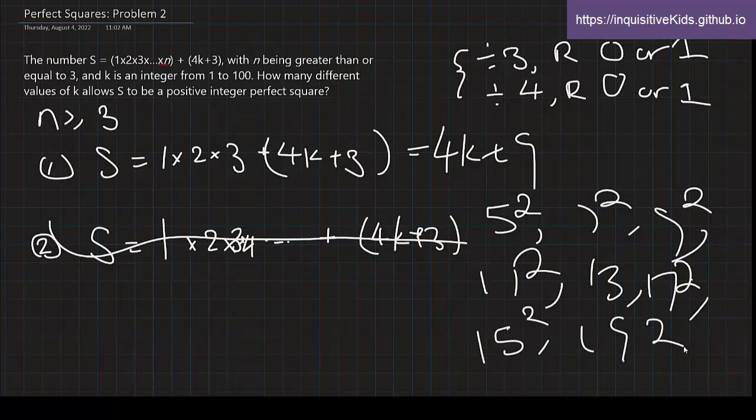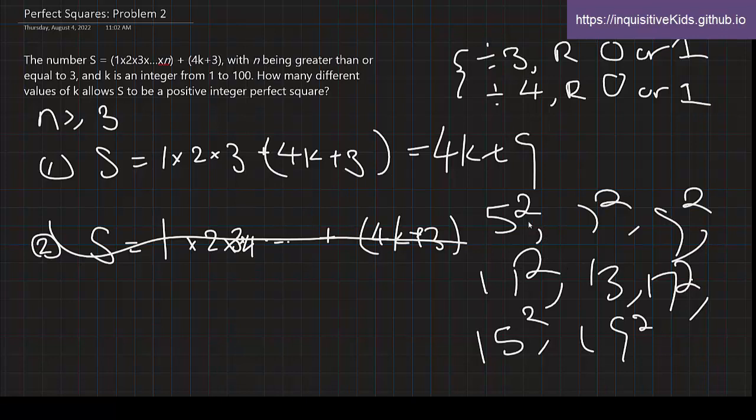Now, can we go on further? Because our next one would be 21 squared. But k has a greatest possible value of 100, right? Because k is an integer from 1 through 100. So if k is equal to 100, 4 times 100 is 400. 400 plus 9 is 409. So 4k plus 9 can only ever be 409. If you do 21 times 21, that's already past 409.